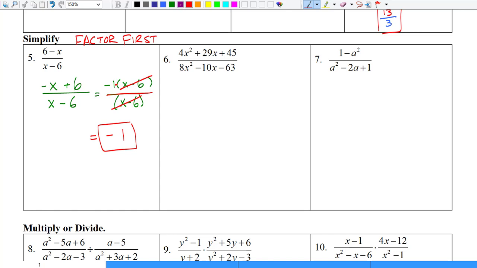All right, let's do it again. On the next one, we have 4x squared plus 29x plus 45 all over 8x squared minus 10x minus 63. So that means I'm going to have to factor the top and factor the bottom and then see if anything divides out. So I'm going to guess and check. You could group or use the AC method if you want. I'm going to try 2 and 2 and 5 and 9 and see if that works.